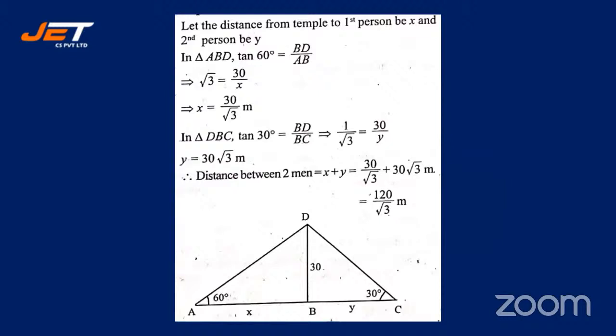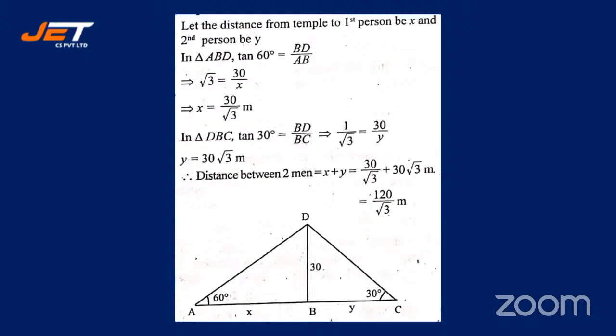Let the distance from the temple to the first person be x. That's what we also assume. And the second person, that is from B to C, or from C to B, it is y. All right. So in triangle ABD, they have taken tan 60 because the first person angle is 60. So tan 60 is BD by AB, that is opposite side by adjacent side, which is 30 by x. With this, you can find out the value of x is 30 by root 3.